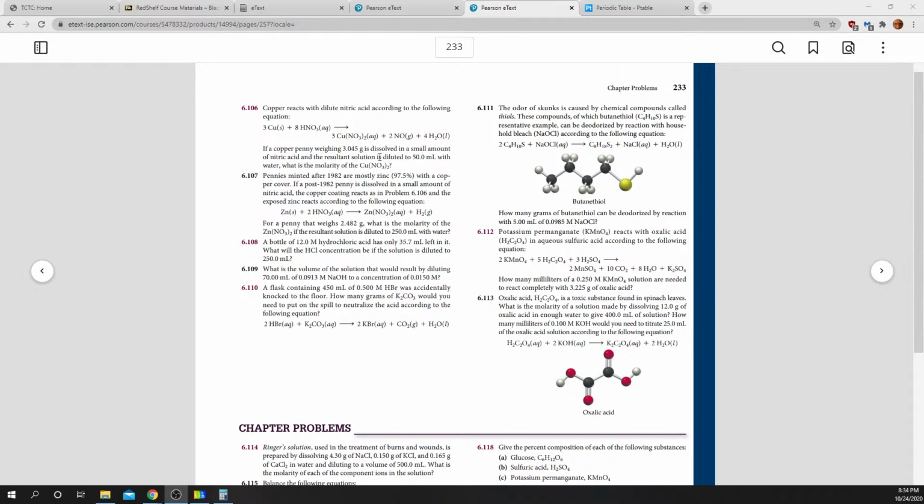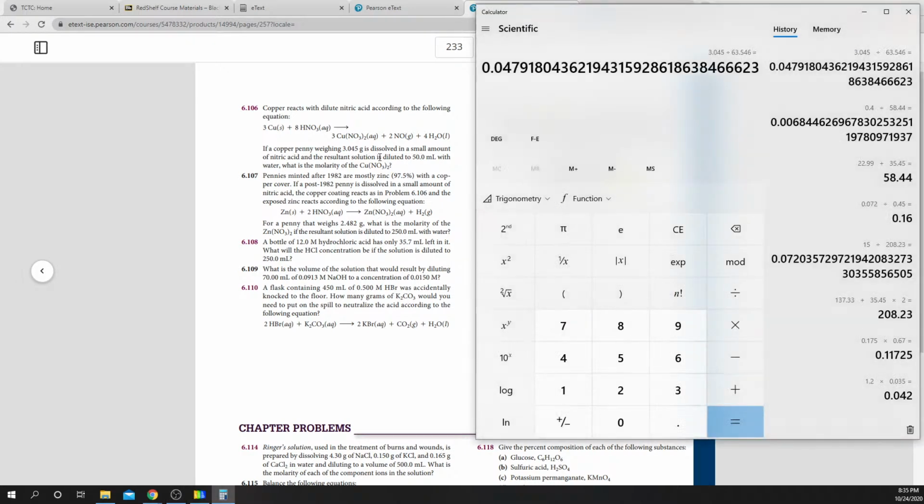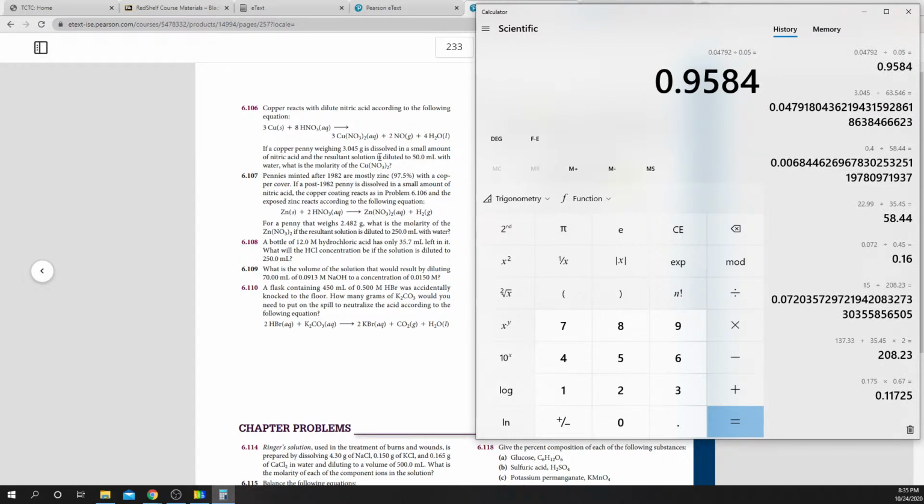So 0.04792 moles of copper 2 nitrate divided by 50 mils, which is 0.0500 liters, is going to be about, yep, 0.9584 molar. Surprisingly concentrated. All right, what comes next?